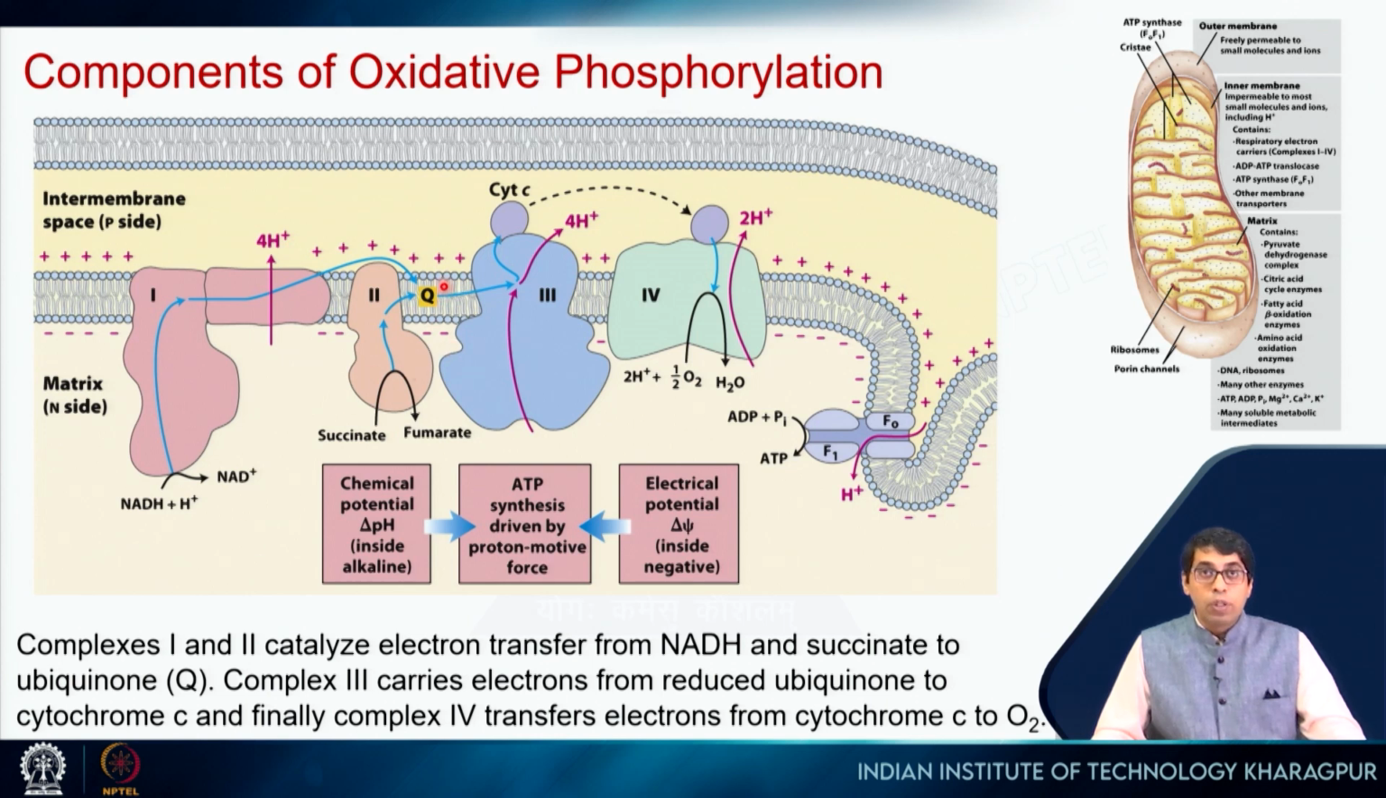Once ubiquinol is formed, complex 3 carries electrons from this reduced ubiquinone to cytochrome C. Cytochrome C is a soluble protein present in the intermembrane space. It will go and bind to complex 4 and transfer the electrons to complex 4, where the electrons will finally be transferred to oxygen. The electrons will be taken up by oxygen to produce water. So, the electron transfer is completed from NADH to oxygen via these 4 different complexes.